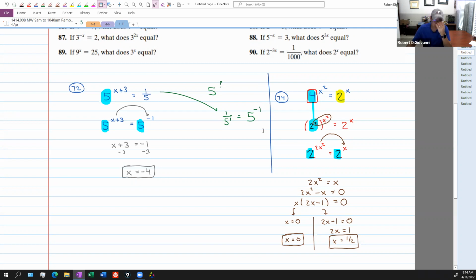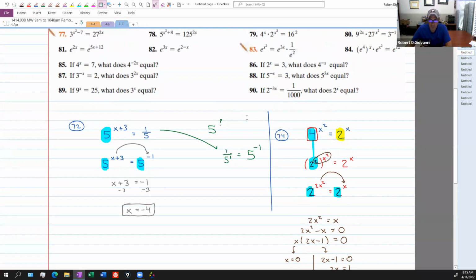So the goal is to try and get both sides of the equation to be something to powers, and that base needs to be the same on both sides. If it's the same on both sides, then you can set the exponents equal to one another. The challenge is to get the same base. So we'll do another one.